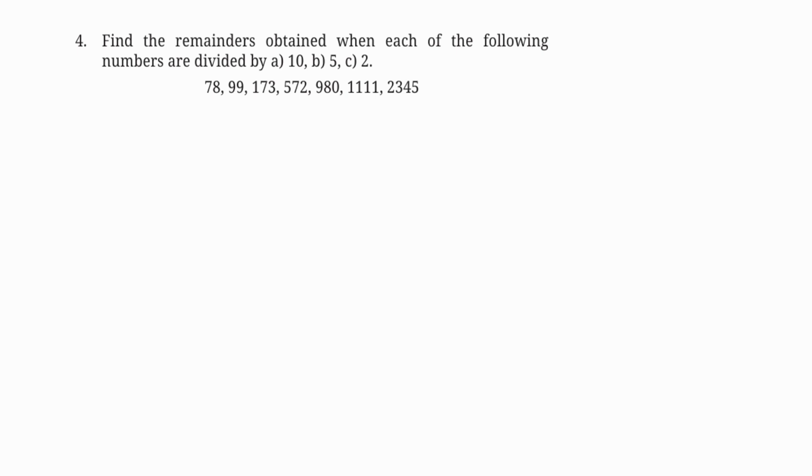Find the remainders obtained when each of the following numbers is divided by 10, 5, 2. The numbers are 78, 99, 173, 572, 980, 1111, 2345.